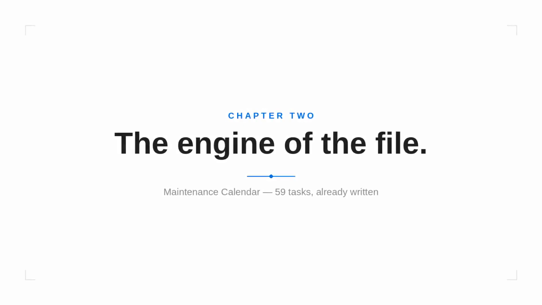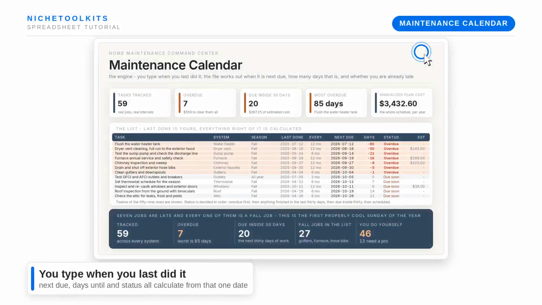Chapter 2. The maintenance calendar, which is the engine of the file. 59 tasks ship already written across every system in the house. For each one, you type a single thing, the date you last did it. The interval in months is beside it, and you can change it. From those two, the file works out the next due date, how many days that is from today, and a status. Overdue, done, due soon, or scheduled, evaluated in that order.